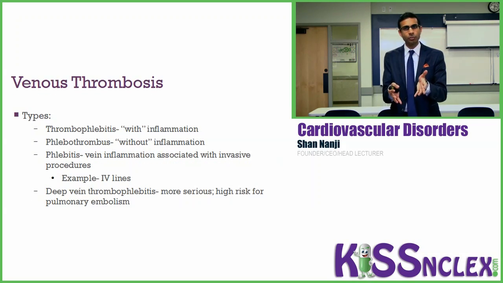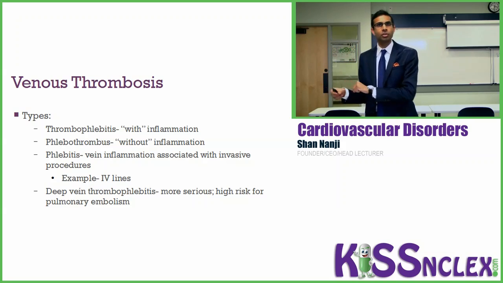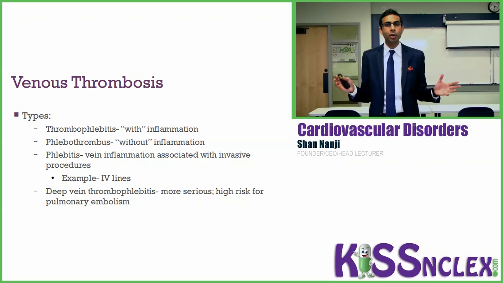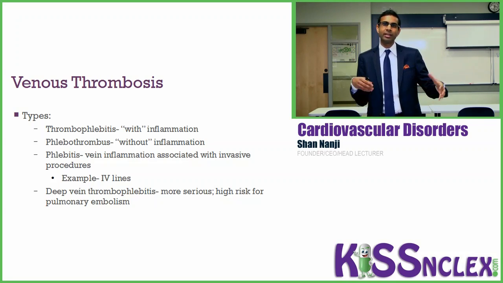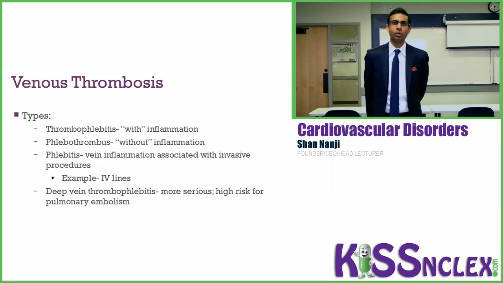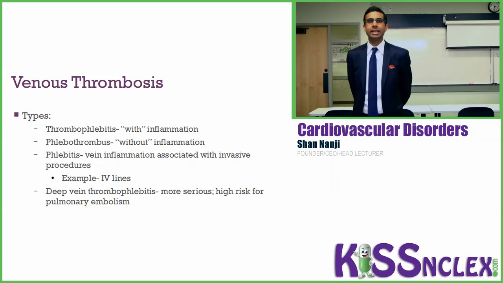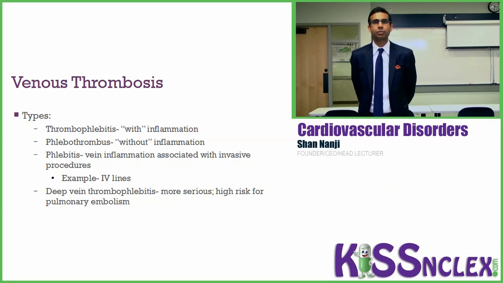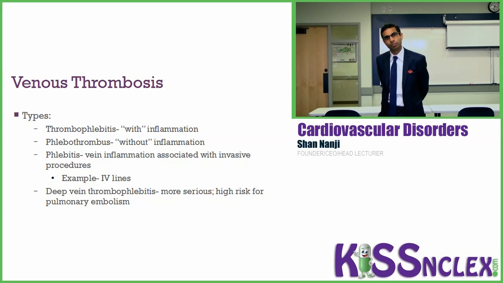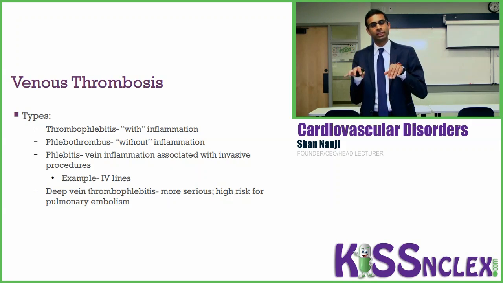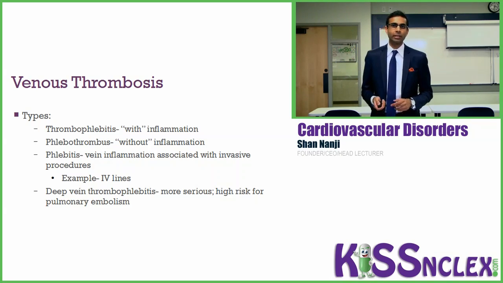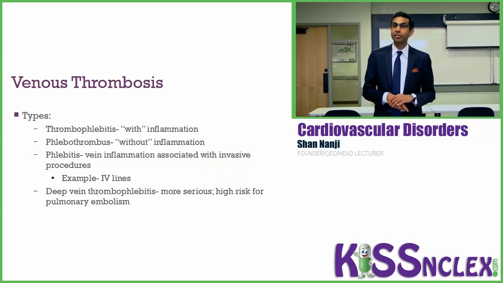What are the types of different thrombus? Well, we have thrombophlebitis, which means with inflammation. We have phlebothrombus, which is without inflammation. Phlebitis is a vein inflammation that's associated with invasive procedures such as IV use. Then we'll have the DVT, which is deep vein thrombophlebitis, which is more serious and has a high risk of pulmonary embolism. And if you remember, we went back to talking about airplanes and how they want you to do exercises to prevent orthostatic hypotension, and stationary lifestyle can lead to DVT and eventually PE and even cause death.